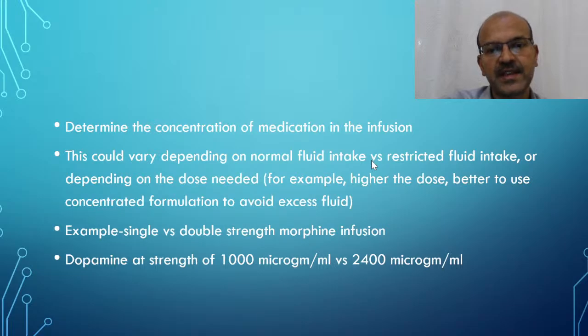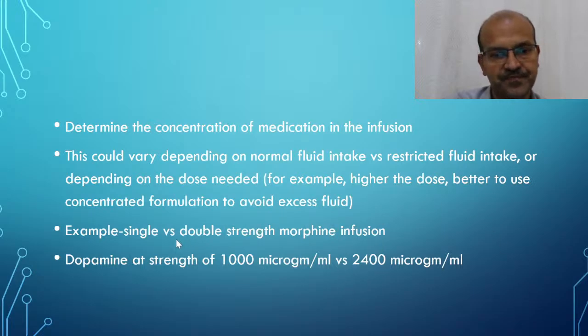If the dose is higher, obviously the volume will go high if it's a diluted formulation, so better that you use a concentrated formulation. An example is the use of single or double strength morphine. The same applies to insulin, for example, or many other medications. Where the dose goes high, you think about concentrating it so you don't waste your valuable fluid intake on the diluents used.